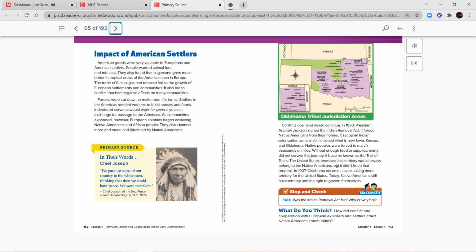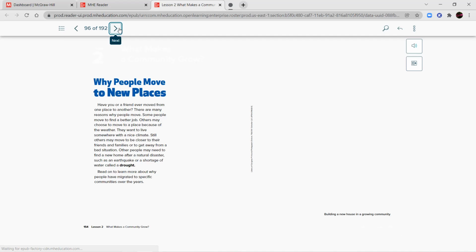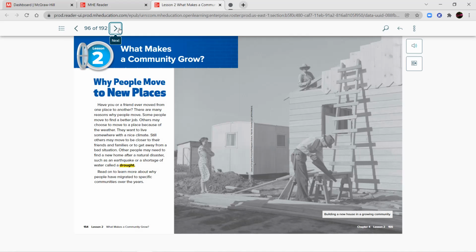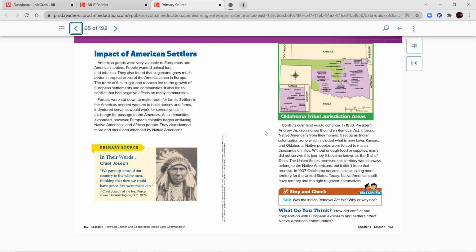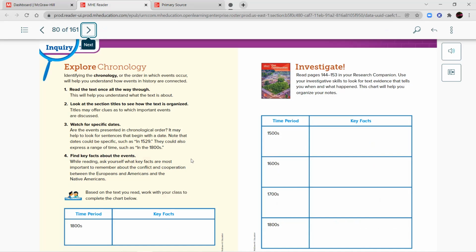So for the 1700s, we can list in our graphic organizer that settlers and Native Americans fought as Europeans and Americans took over more and more land. And then for the 1800s, we can list over here in the 1830s, the Indian Removal Act forced Native Americans onto different reservations. So that'll take you through the entirety of this graphic organizer.